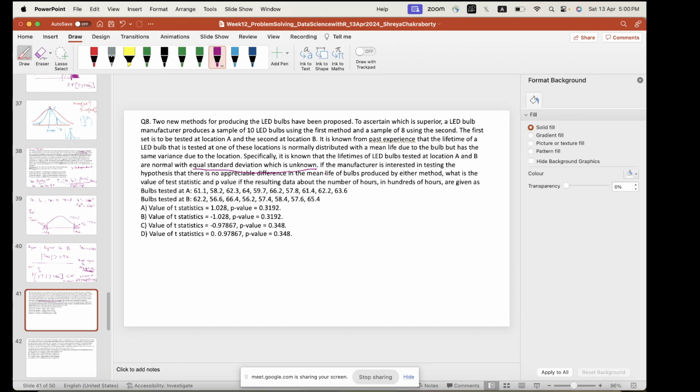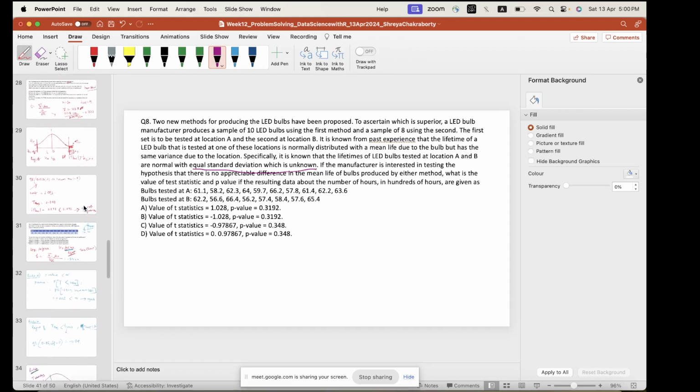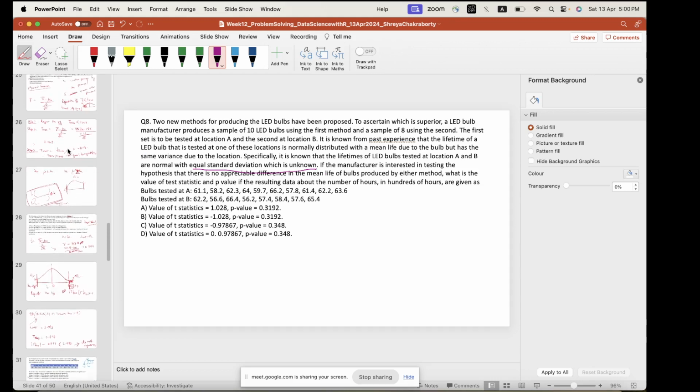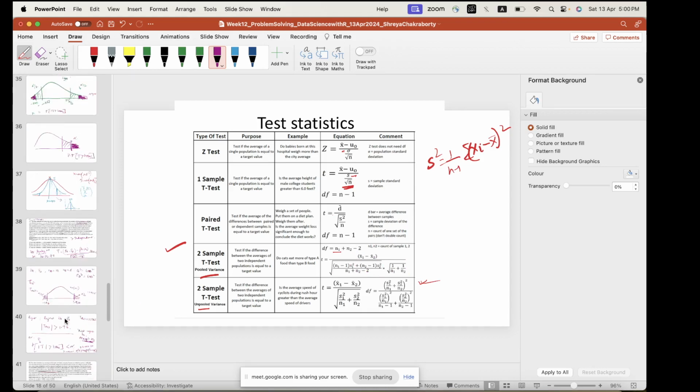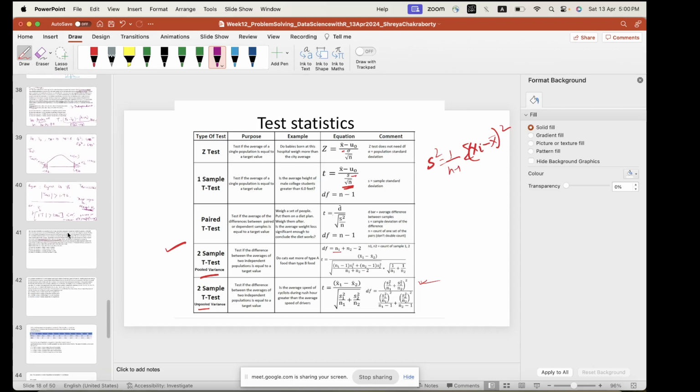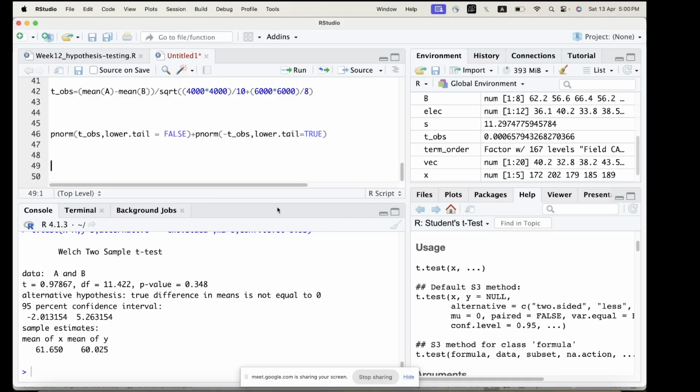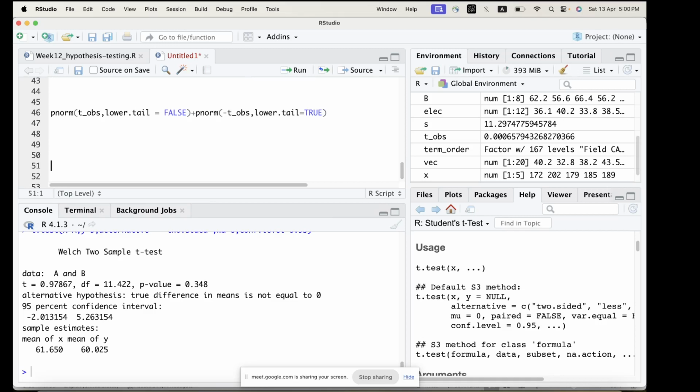Equal standard deviation which is unknown means that we are doing a sort of pooled variation. So we are going to use this test, the pooled variance test, with df n1 plus n2 minus 2, and this would be the formula that you are going to use. Let us try and do it and see if it matches with the t.test. So first let us do it here from my R console.